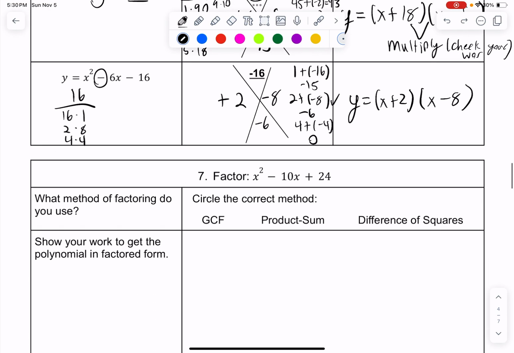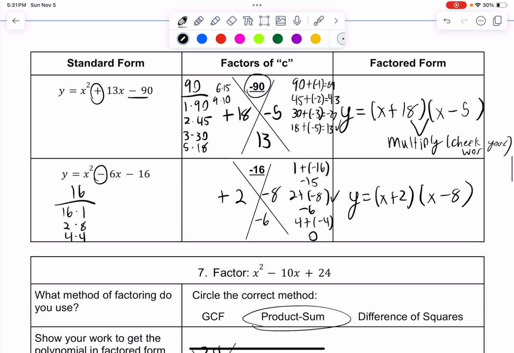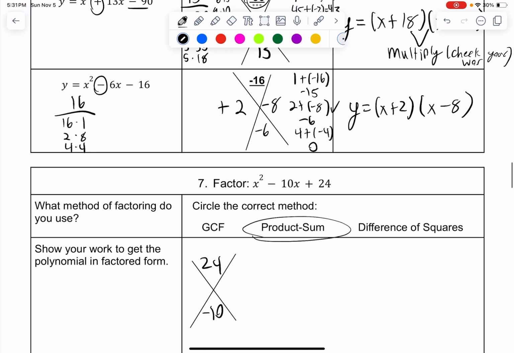So here's one where you have a practice where first we're going to identify that we're using our product sum. So you're finding what two numbers multiply to 24, but add to a negative 10. This is where I want you guys to practice now using one of our two methods that we just did.